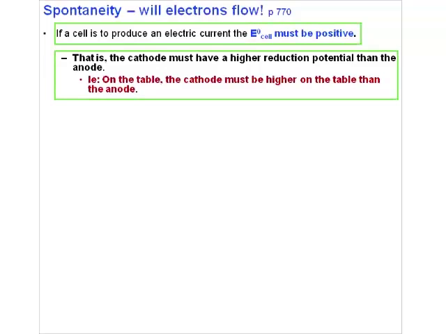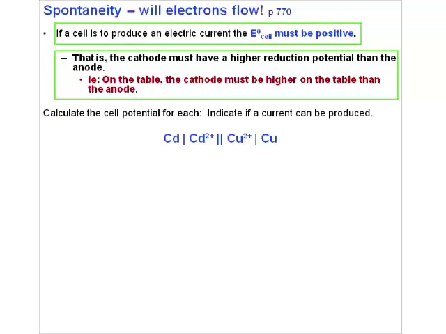So same thing's true here. The electrons are always going to go from the half reaction that has the higher potential energy. On our table, the cathode is always going to be the higher one than the anode. So the anode is always the electrode that's lower. And we want to be able to look at this and say, can we make a prediction here? Is electricity going to flow?